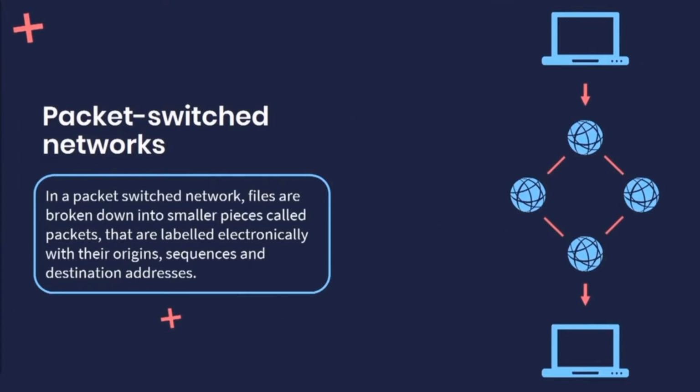And these packets are labeled electronically with the origin, sequences, and destination address over a network. Hence the name packet switch network. And each packet can take different paths along a network until it is sent from the sender and it arrives at the receiver or the destination of that particular packet. And generally speaking, when we talk about labeled electronically, we refer to the fact that each packet is labeled with an IP address from the sender as well as the receiver.